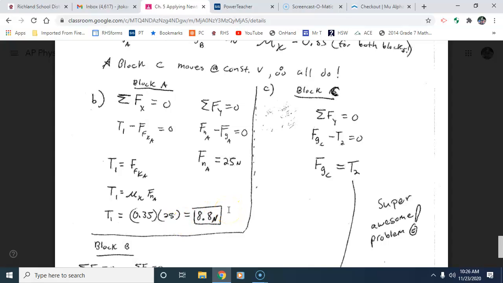So part A wasn't too bad, or part B, excuse me, finding that tension in the rope. Then we go on to part C. What is the weight of block C? All right.